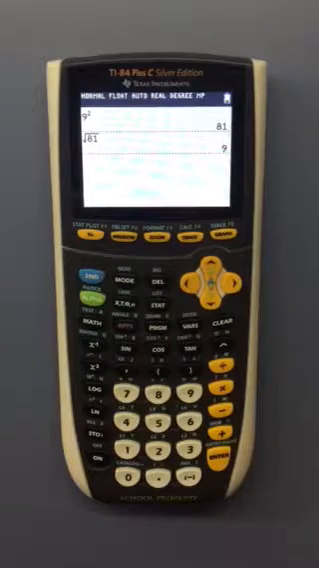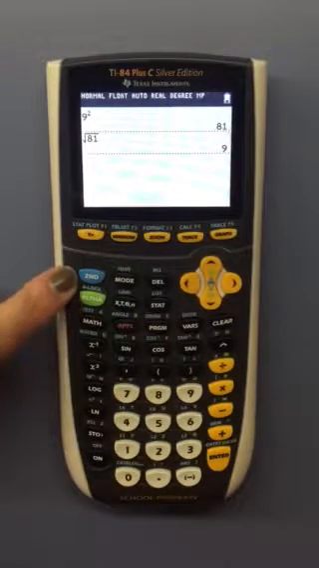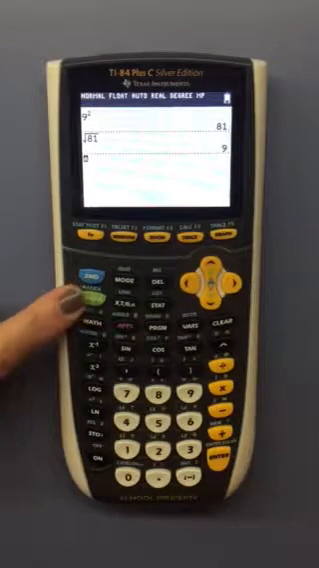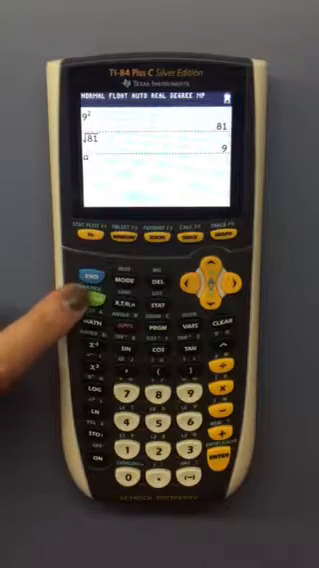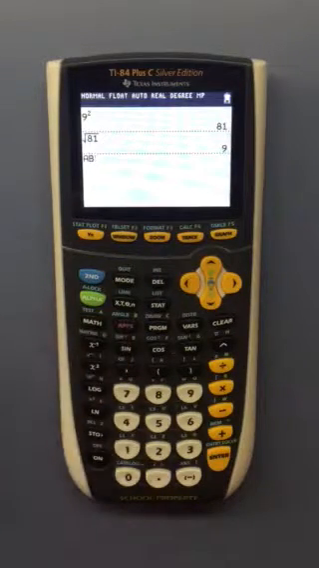Similarly, we won't use the alpha screen very often, but if I touch the alpha screen, that will give me the letter behind each button. So if you look on the word math, there's the letter A. If you go to the word apps, there's the letter B, and so on.